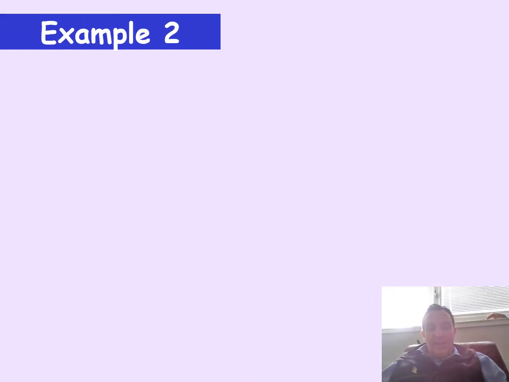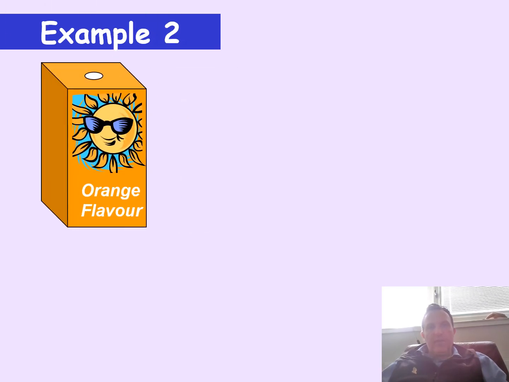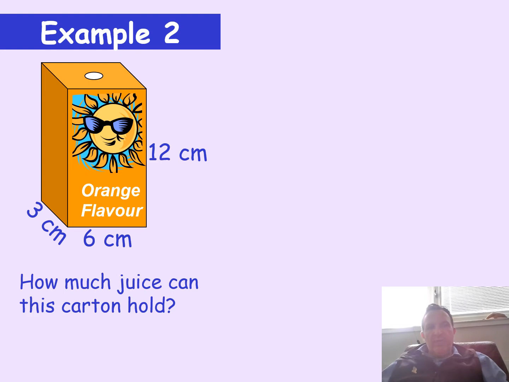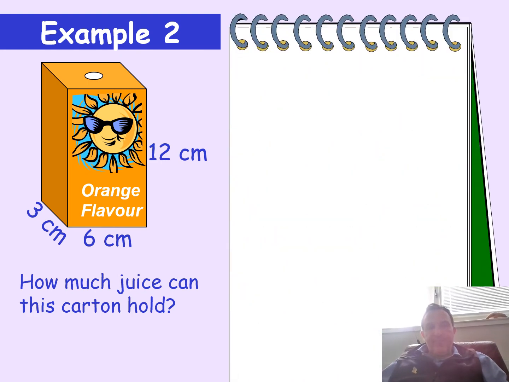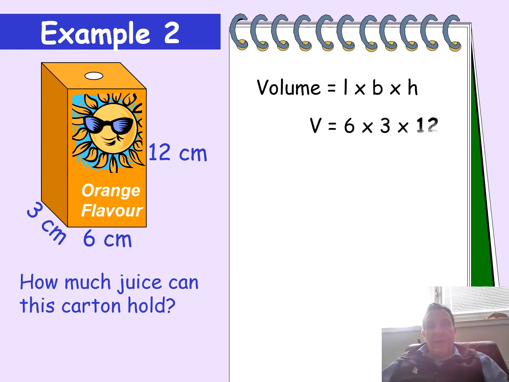So in our second example, we're going to be thinking about the liquid volume. So we've still got our cuboid, and so our formula is still V equals L times B times H. So it's 6 times 3 times 2. Well, that's 18 times 12. So you do 10 times 12 and 8 times 12 and add those together. Or you can use a calculator. So the volume equals 216 cubic centimeters.